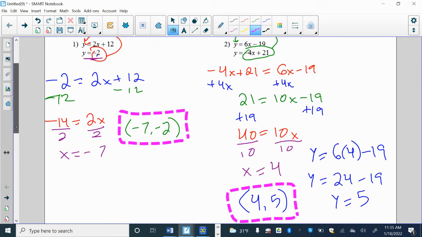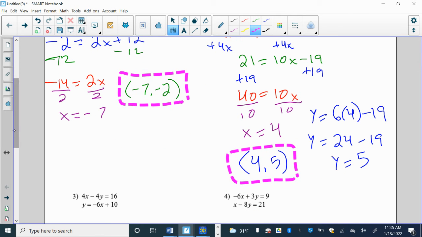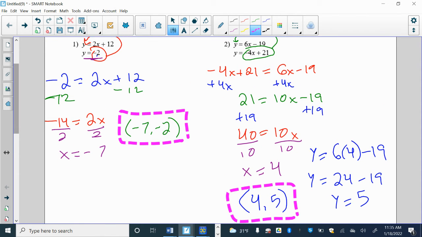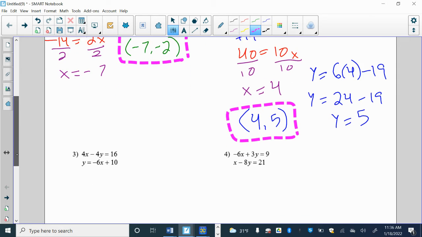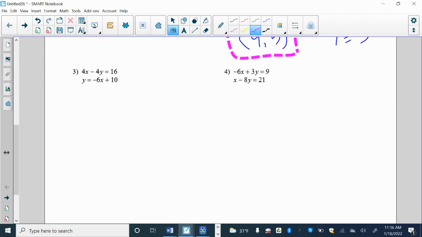So first two examples, both of our original equations were in y equals form. Now let's look at ones where they're not set up like that. So if we looked at 3, now only one of them is in y equals form. So let's take what y equals, in this case -6x plus 10, and let's put that in for y in the other equation. So now we're going to rewrite this top equation, replacing y with -6x plus 10.